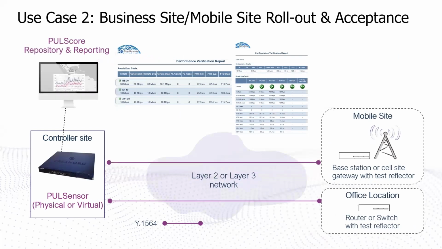Now, use case 2. Same thing with Y.1564, but now it's more service-oriented. The architecture is the same. You have the probe at the central site. In this case, as said, we are seeing it increasingly used for also verifying mobile site performance. So you may run the test on layer 2 or layer 3 towards a cell site gateway, or you may do it in a business service scenario towards an office location. But now the reports are more service oriented.